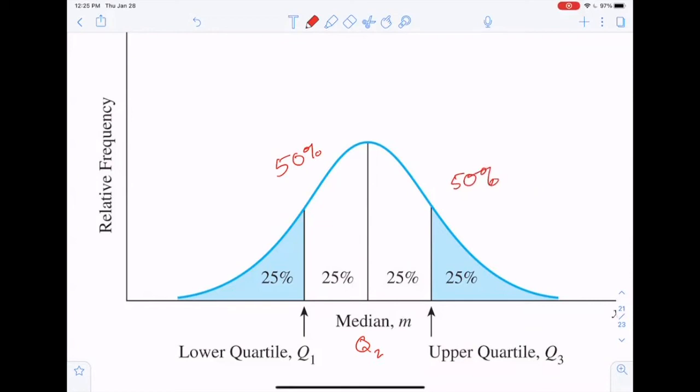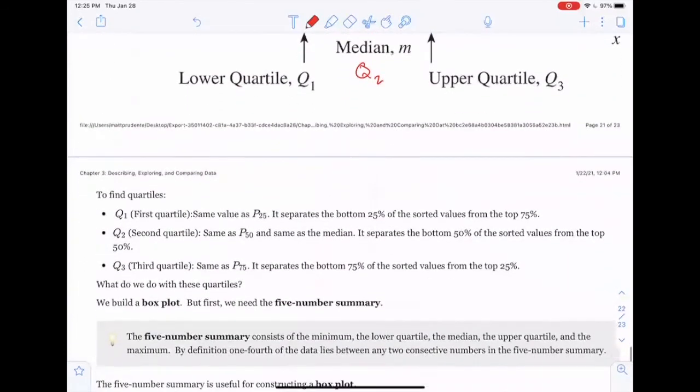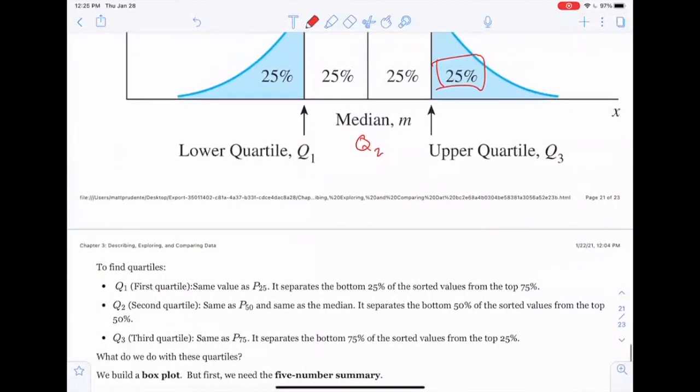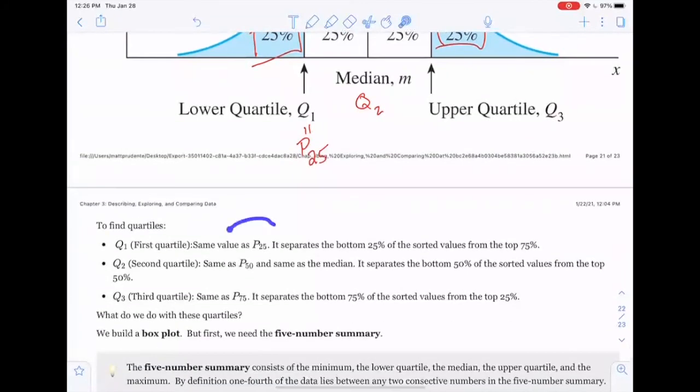And Q3, we call the upper quartile. It's going to separate the bottom 75% from the top 25%. Right? That's what these are. And so because the first quartile is the data point that is larger than the first 25% of the data, that tells us that Q1 is actually the same as P25.